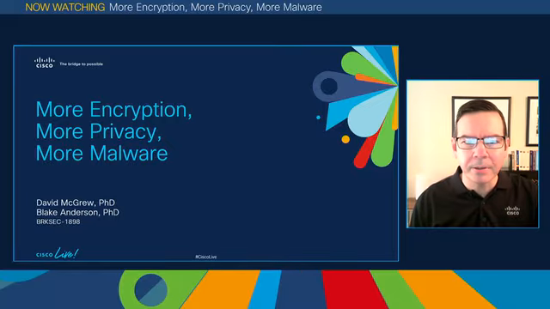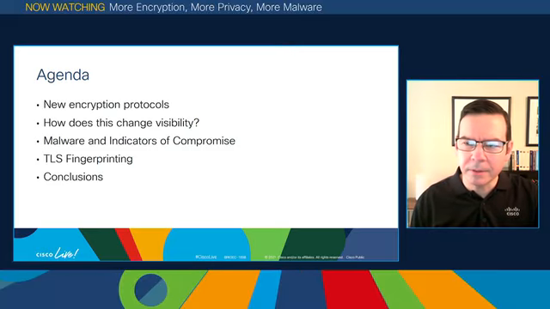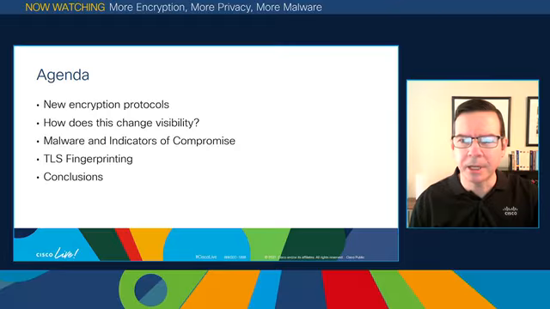So our agenda for today, we're going to cover some new encryption protocols that have recently been standardized and are starting to appear on our networks. Then we're going to talk about how they change network visibility so that people who are defending networked information systems understand what they have to look for.